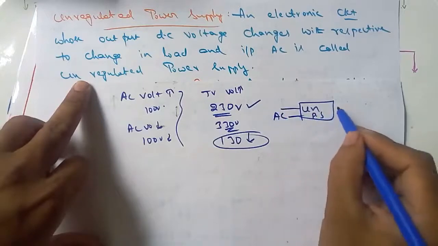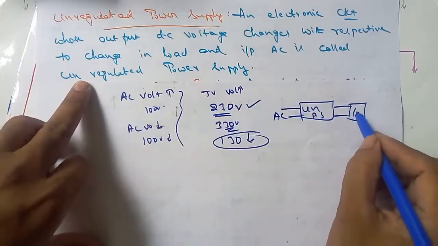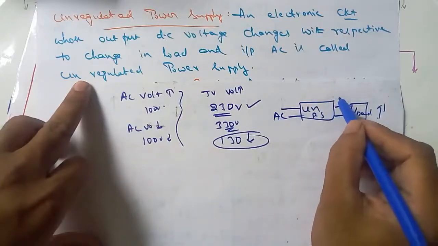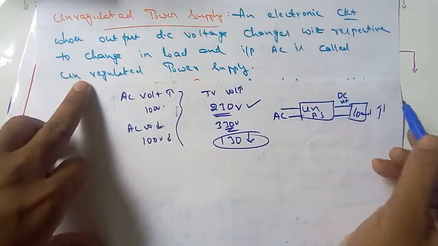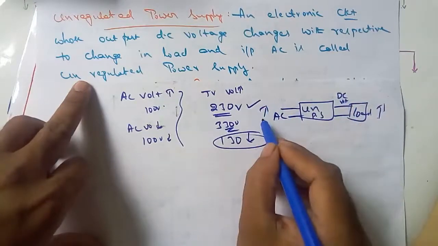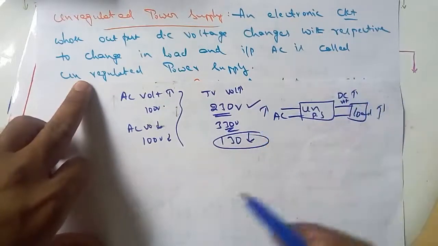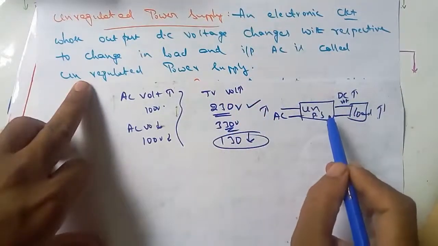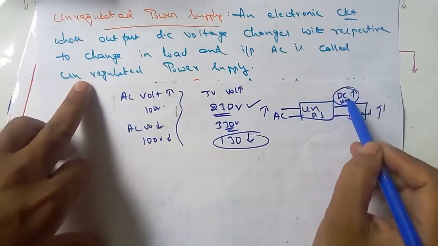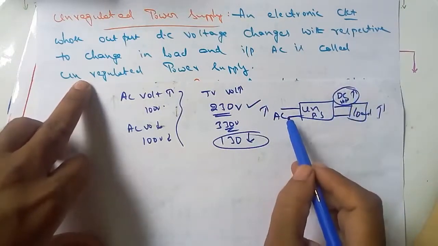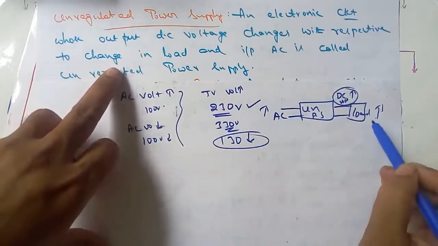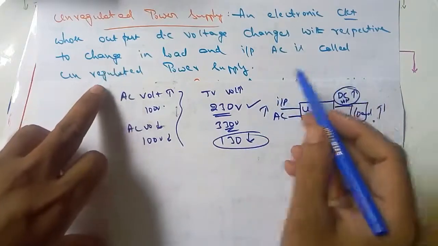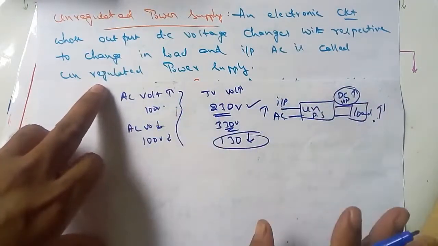Here we are giving AC, and here we are applying the load. If the load changes, then the DC voltage changes. For example, if the AC input voltage changes, the DC output voltage also changes. That is the meaning of this. An electronic device whose output DC voltage changes with respect to the change in load and also input AC voltage is called an unregulated power supply.